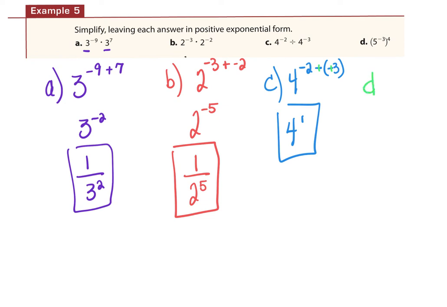And let's look at the last one. Power. I have a power to a power. What do I do with those? Multiply. 5 to the -3 times +4. What is -3 times +4? -12. Where does this go? In the denominator. 1 over 5 to the 12th. That negative just tells me the location.